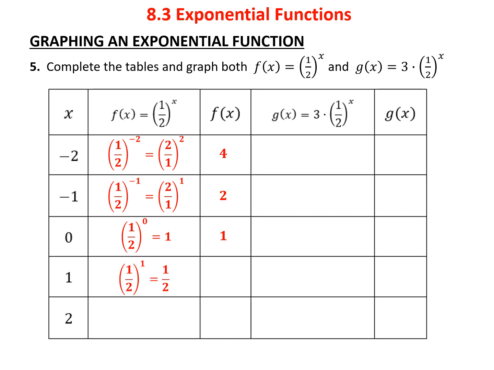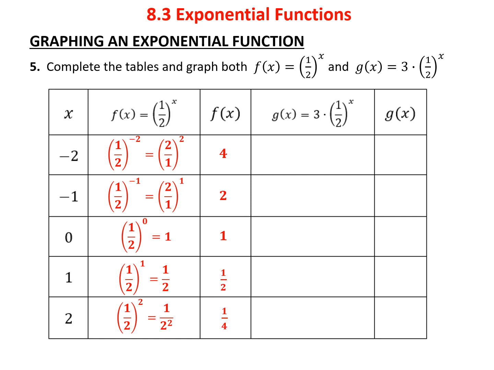Now we go to the positive integers. 1/2 to the 1 is simply 1/2. And 1/2 squared is 1/2 times 1/2, or 1 over 2 squared, or 1/4. So there's our numbers. Now when we come to g of x, it's real simple.